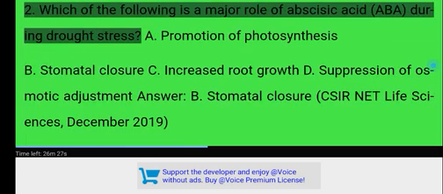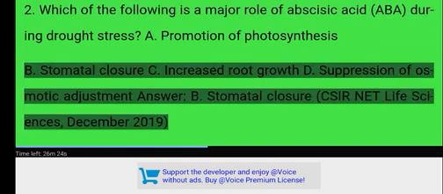2. Which of the following is a major role of abscisic acid (ABA) during drought stress? A. Promotion of photosynthesis. B. Stomatal closure. C. Increased root growth. D. Suppression of osmotic adjustment. Answer: B. Stomatal closure. CSIR NET Life Sciences, December 2019.